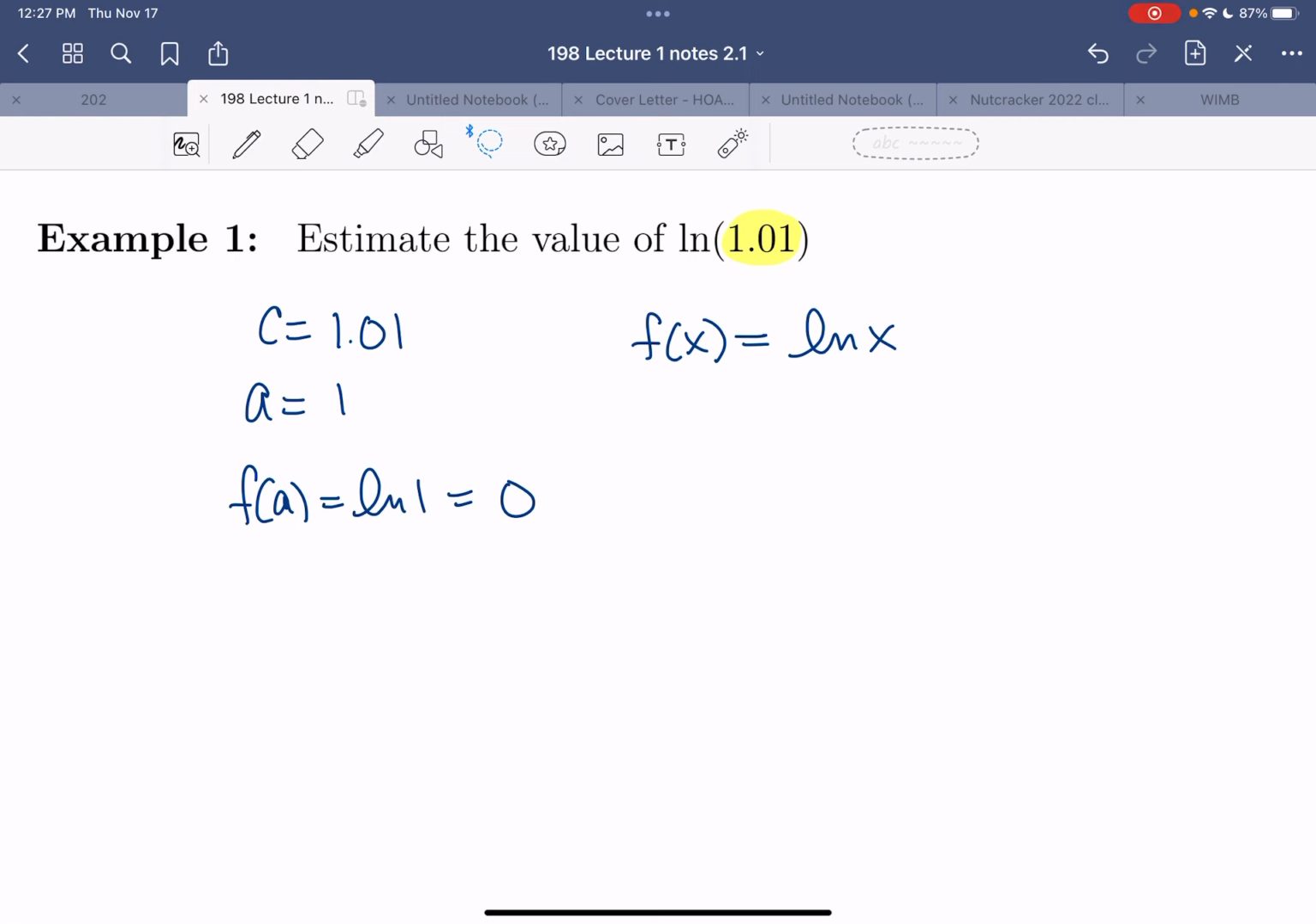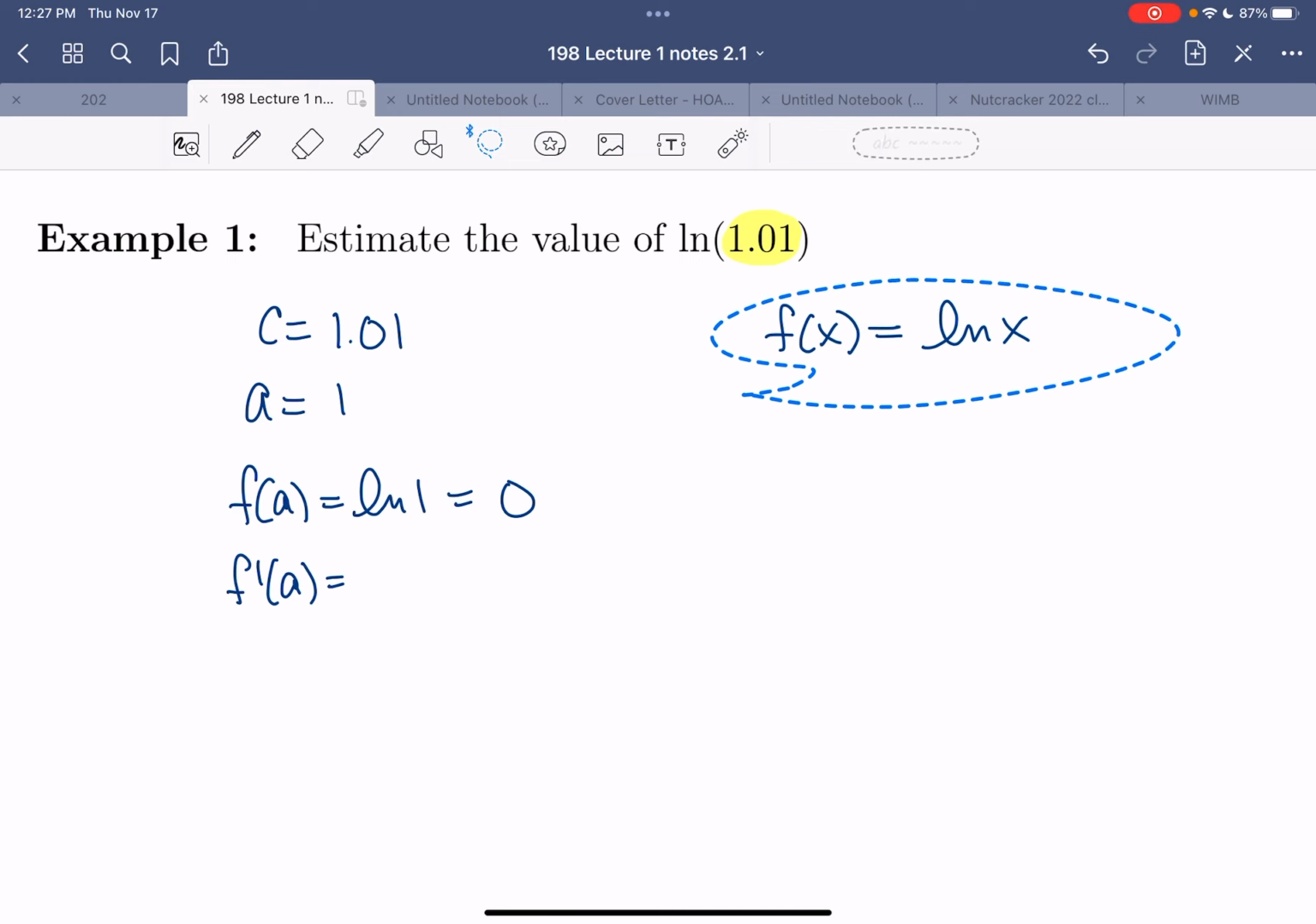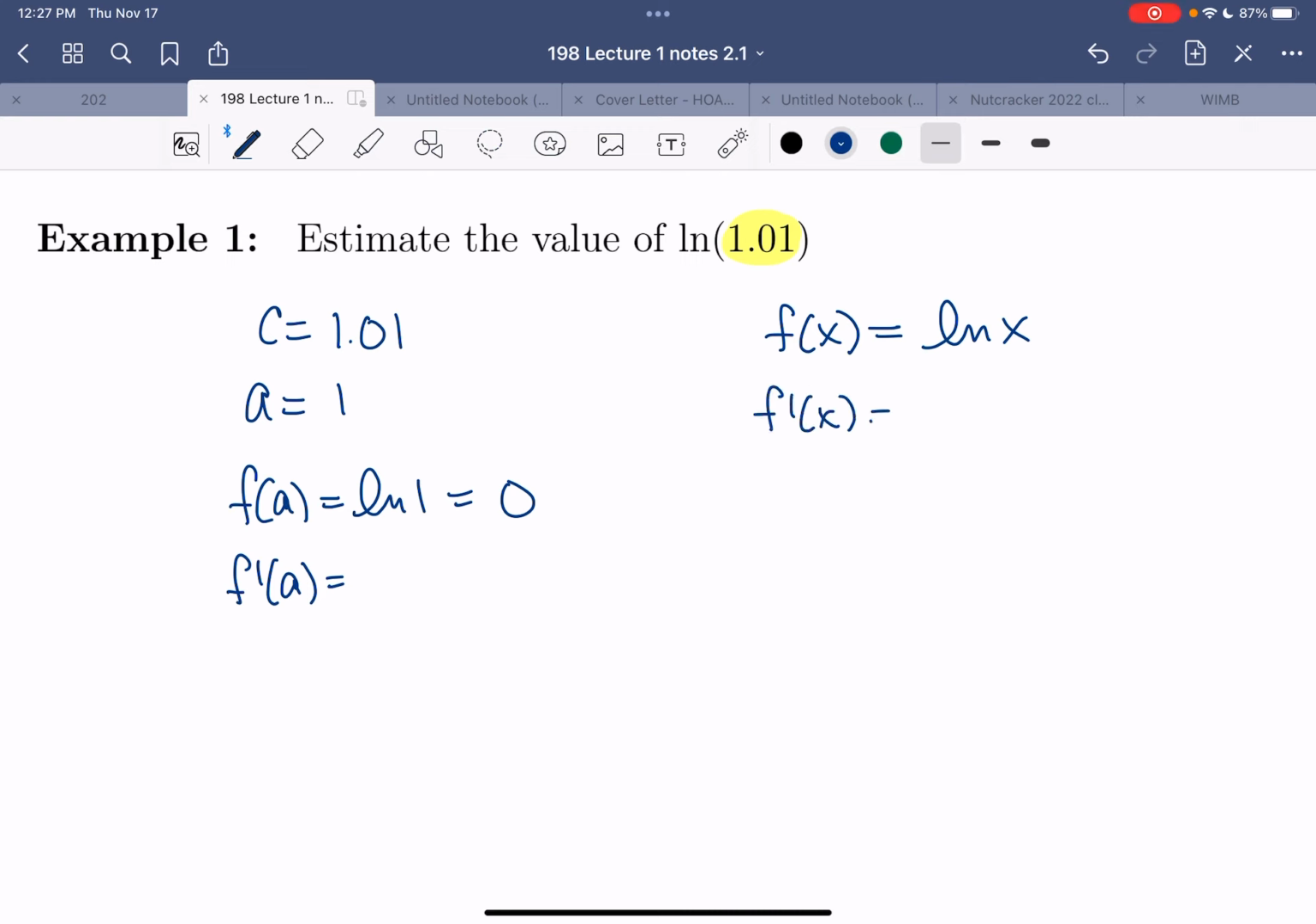The last piece that I need to be able to plug everything in is the f prime of a. So in order to get that, I need to take my derivative. We start with the function in terms of x and take its derivative first. The derivative of the function is 1 over x. Then we plug in our a. So f prime of a, and my a is 1, so this is f prime of 1, which is 1 over 1, which is 1. So my f prime of a is 1.